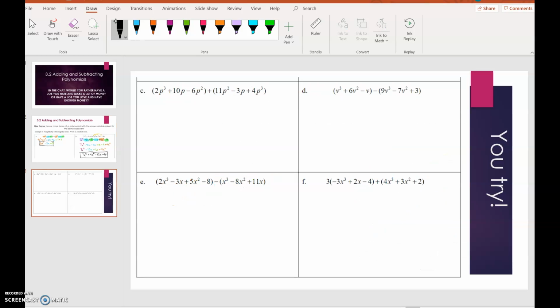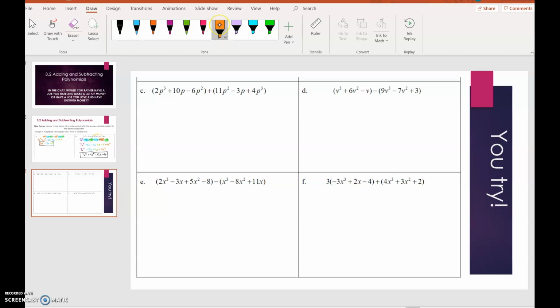Let's look at some more examples though. What I highly suggest right now is that you pause the video and give at least C and D and E a try, and then check your answers with mine. So go ahead and pause the video and try those 3. All right, so hopefully you paused the video and tried them.